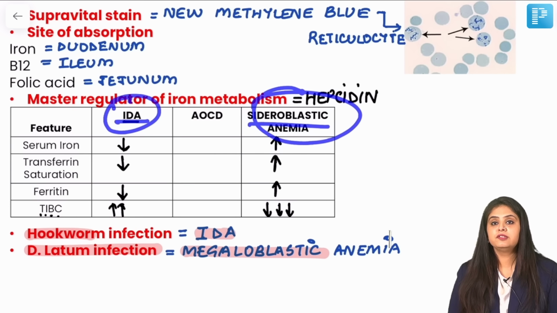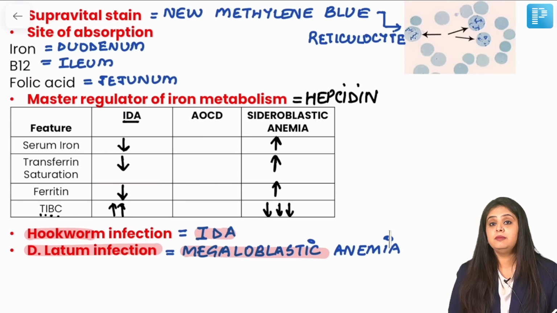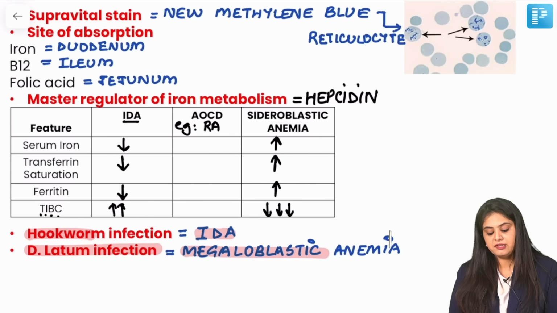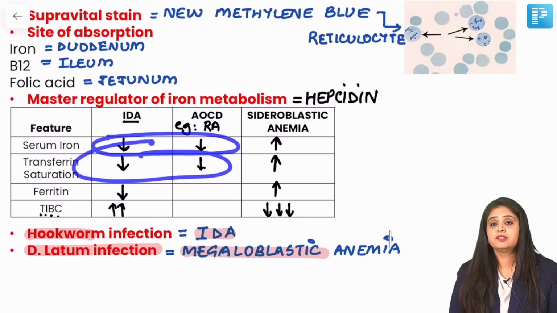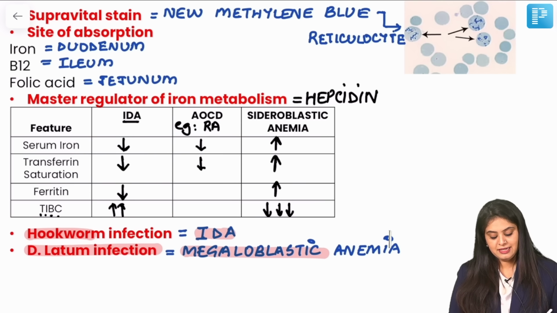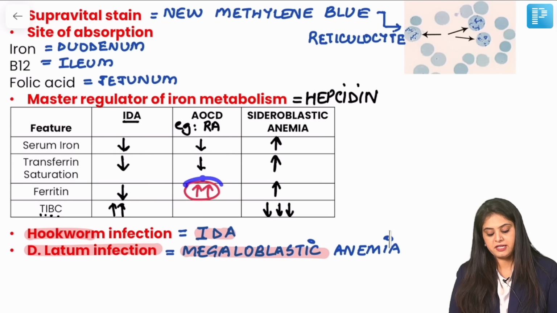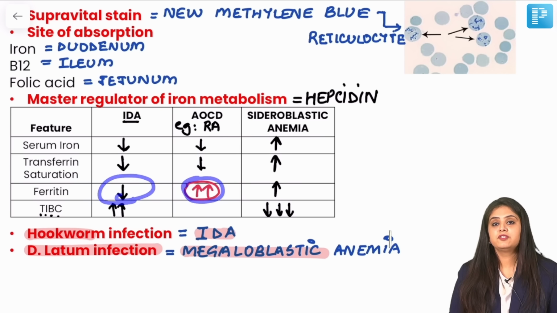This is deficiency, this is overload, but there comes the disease, anemia of chronic disease. And the most important chronic disease that they mention in the exam is rheumatoid arthritis. So this looks like iron deficiency, because you will notice iron is less, transferrin saturation is less, but the differentiating point is that when I look at the bank account in anemia of chronic disease, there is a lot of iron and ferritin, which is not the case in iron deficiency anemia.